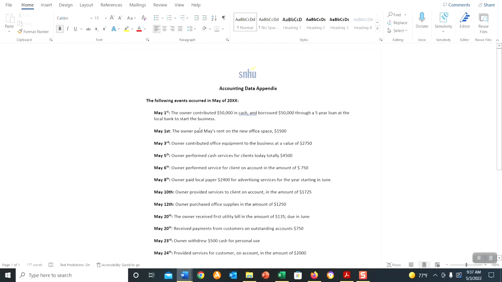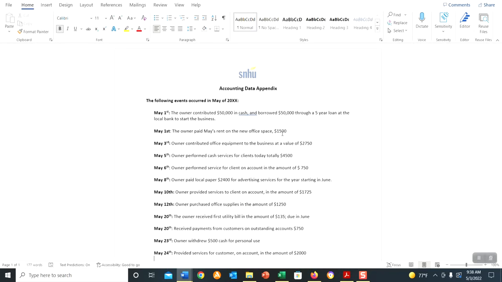It says on May 1st, the owner paid May rent for the new office in the amount of $1,500. So once again, we have to stop for a moment and analyze this transaction and what the effect of this transaction would be on the accounting equation. We know cash is involved because we are paying cash, right? But in this instance, cash is going to decrease. We also know that rent is involved, and rent is an expense for the company, right?